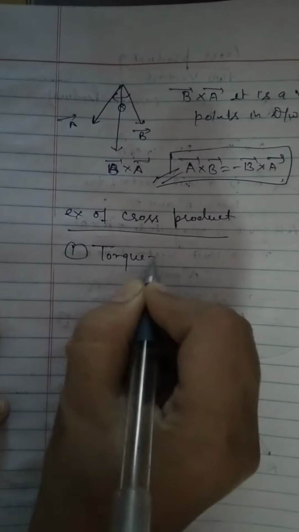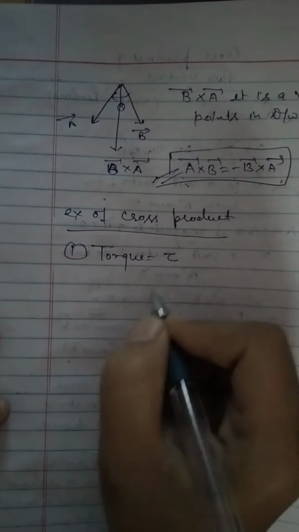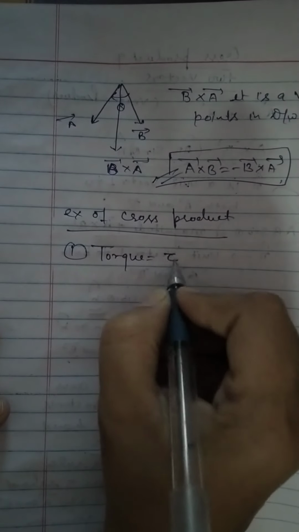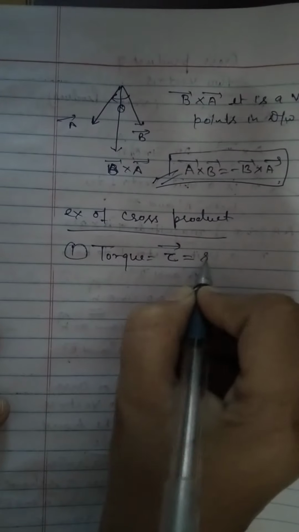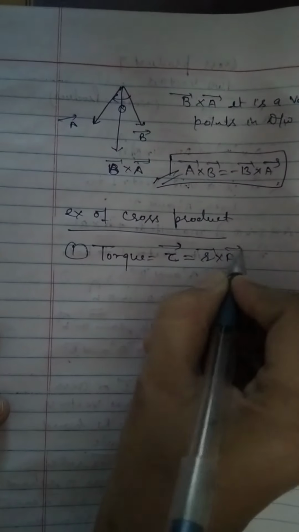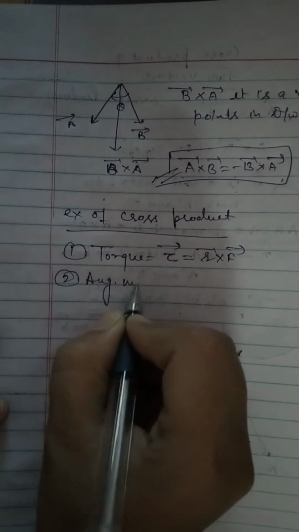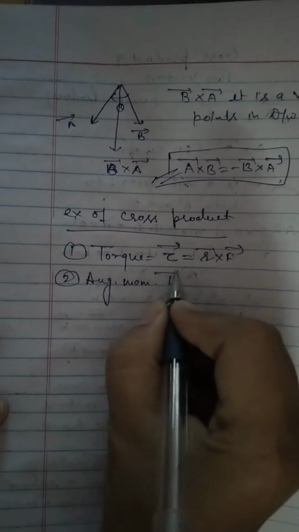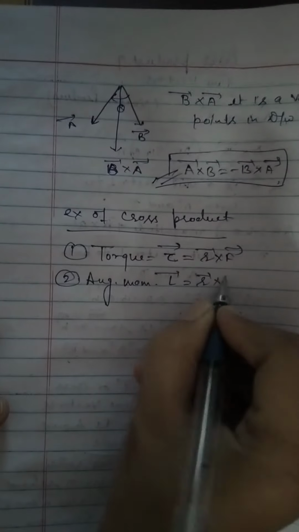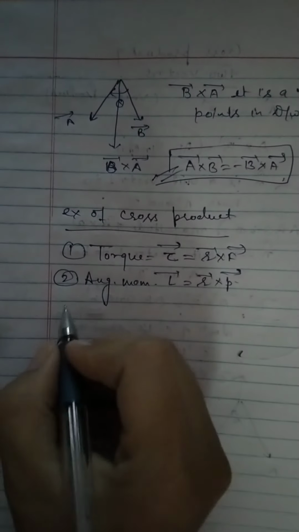Torque is represented by this symbol tau. Tau is equal to R cross F. Second is angular momentum, which is represented by L equal to R cross P. P is the linear momentum.